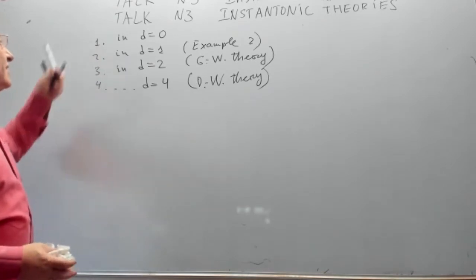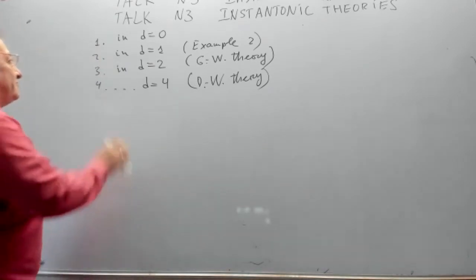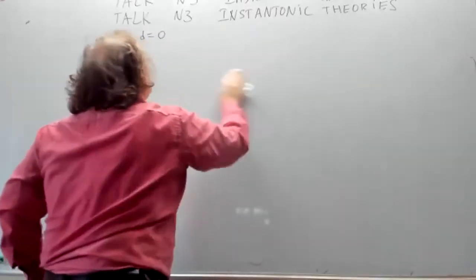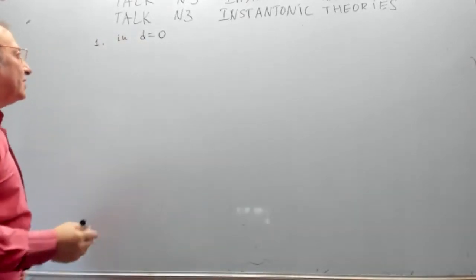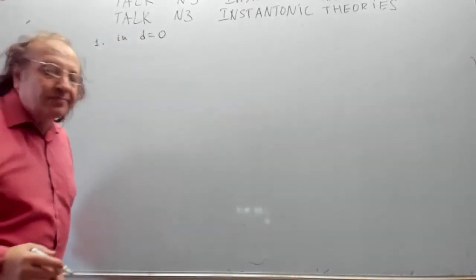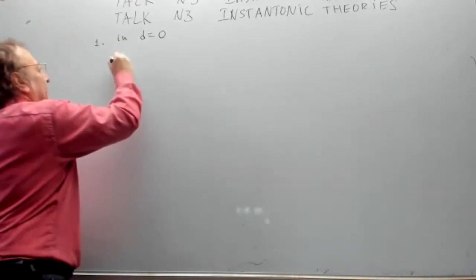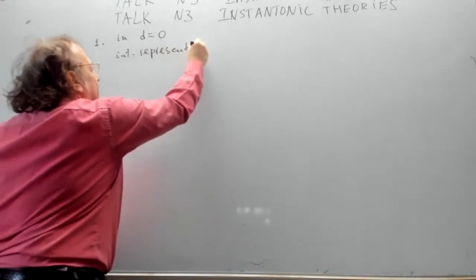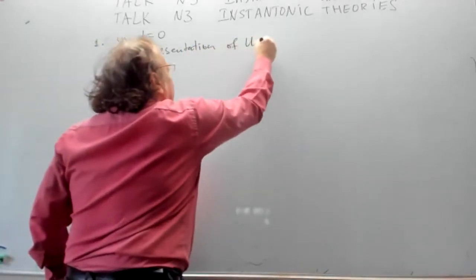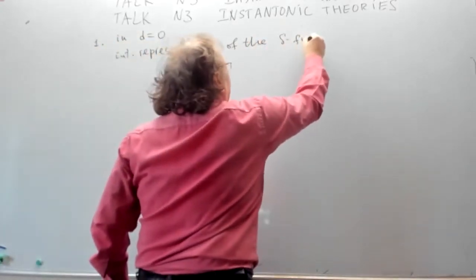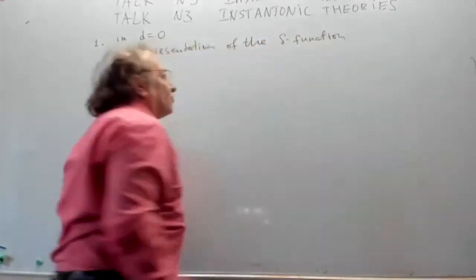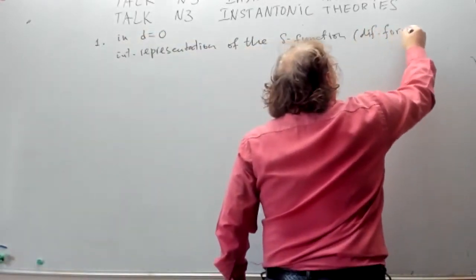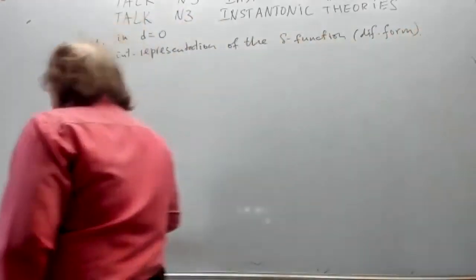Okay, so let me start with dimension equal to zero. In dimension equal to zero, we study the integral representation of the delta function. That, of course, is not a function. That is, of course, a differential form. So it goes as follows.